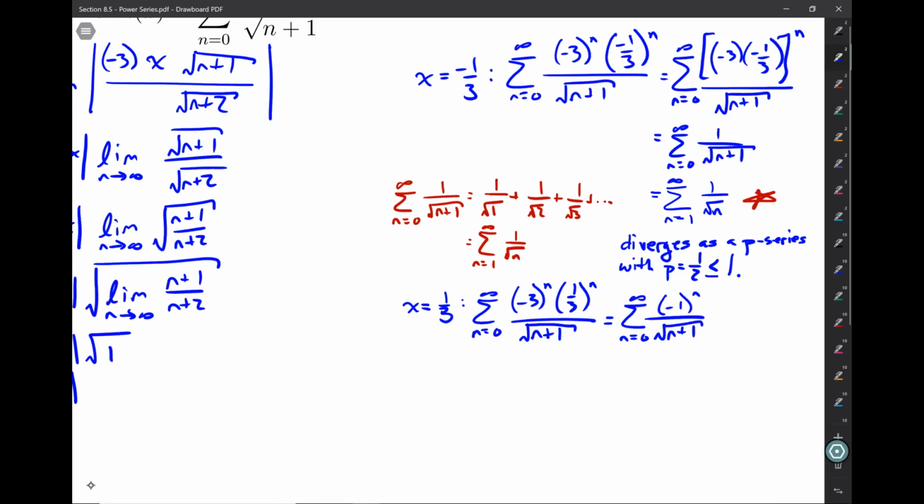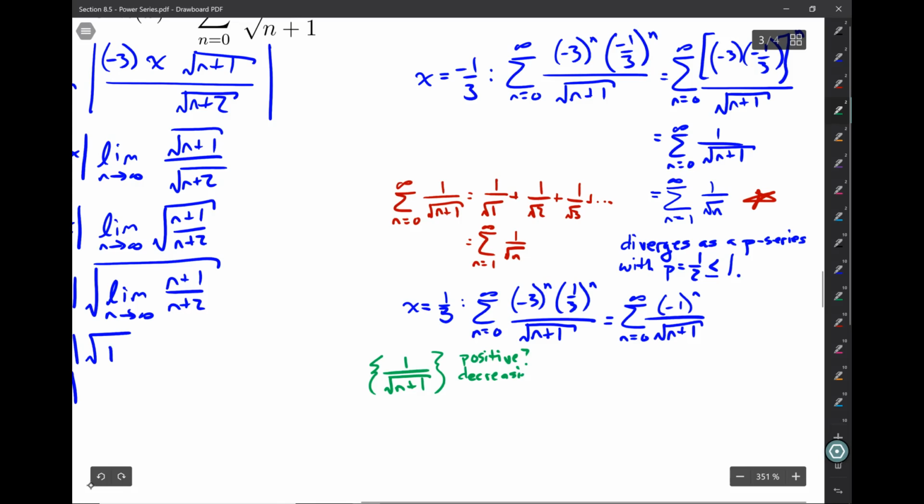Now this series is not really a p-series, but this is actually an alternating series. We have an alternating factor with this negative 1 to the power of n, and then we have what's left. So let's go with trying to use the alternating series test. The alternating series test says let's test the sequence 1 over the square root of n to see if this sequence is positive, see if this sequence is decreasing, and see if this sequence goes to 0.